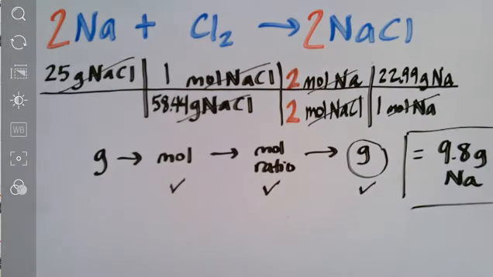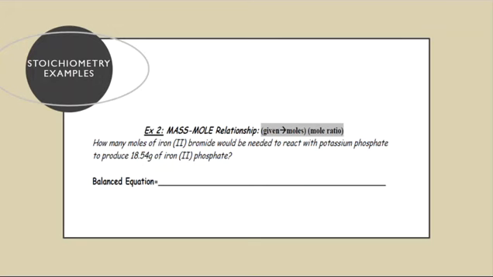Okay, we're going to look at the next problem. So here we have example 2. In this example, if you look at the first statement here, it says mass to mole relationship. So that's my clue to you. So you can see that we're going to be given mass. We have to convert that to moles and then set up our mole ratio. And because we're going to be asked to determine a number of moles, we get to stop after the mole ratio step. So it's going to be a shorter problem than what we saw earlier.